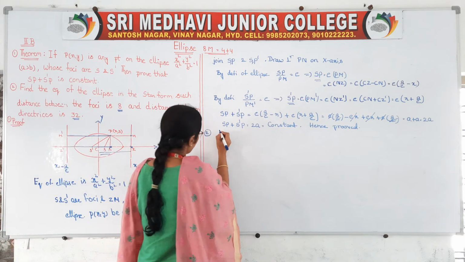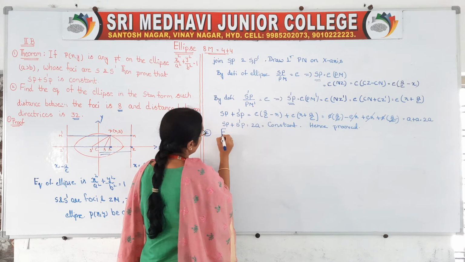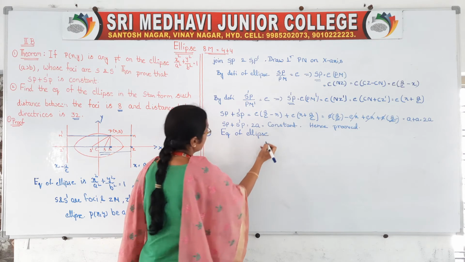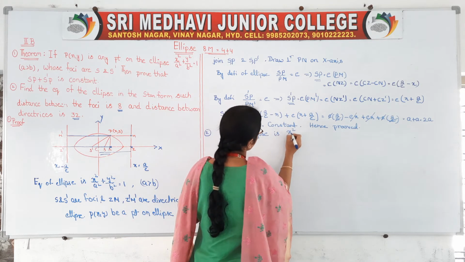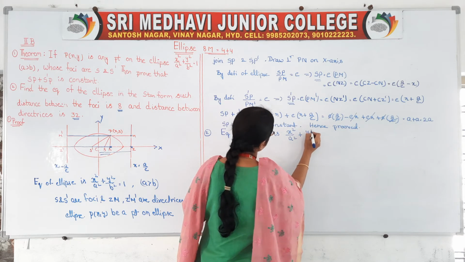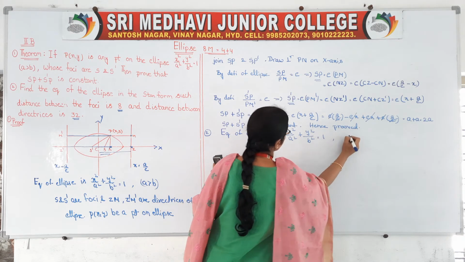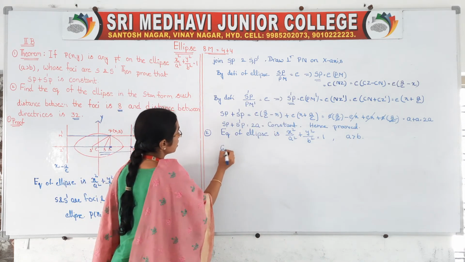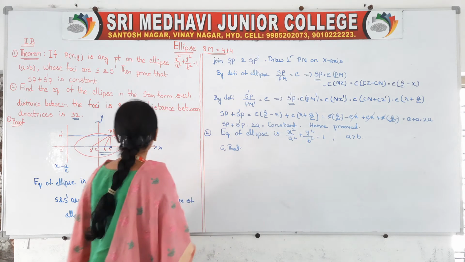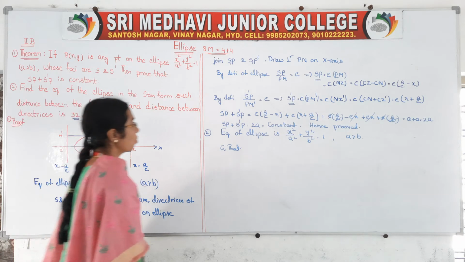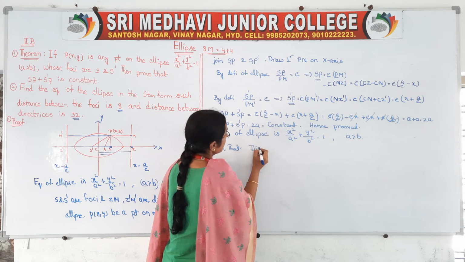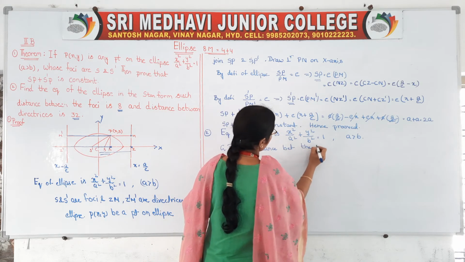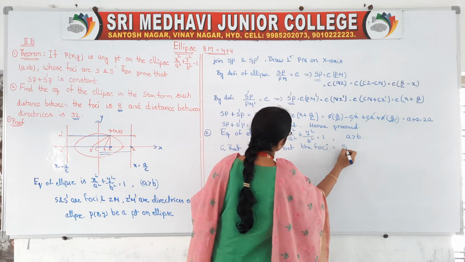Okay, so come on, what is the equation of ellipse in standard form? Equation of ellipse in standard form is, you know it very well, x square by a square plus y square by b square is equal to 1, where a is greater than b. What is the given information to you? Distance between the foci is equal to 8 is given.